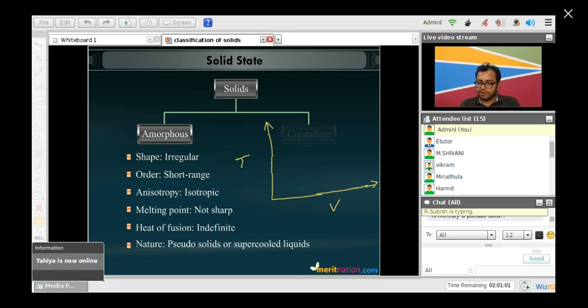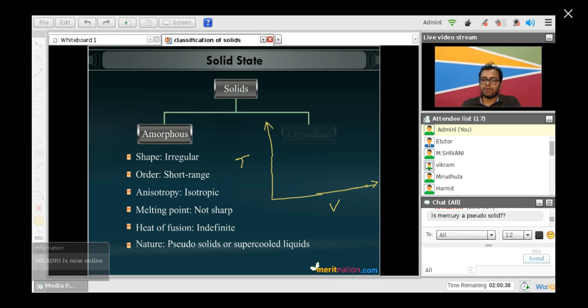See, if you are converting mercury into a solid state, then you will have to cool it. The melting point of mercury is very low, right? So you will have to go below the melting point of mercury. Now, if you supercool the mercury, then it will be amorphous in nature. Then you can call it a pseudo-solid, right?